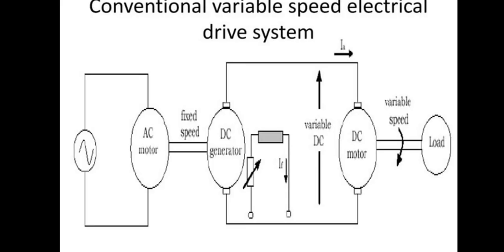Now the working principle of the system: the AC motor runs at a constant speed and rotates the DC generator. By varying the field current, that means the If of the generator, the output voltage can be increased or decreased.